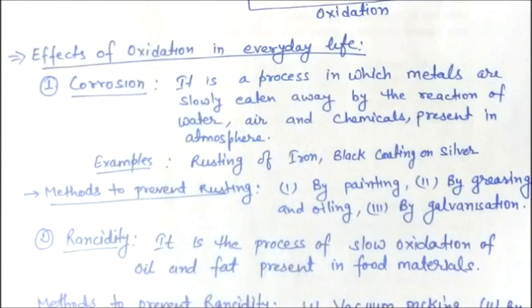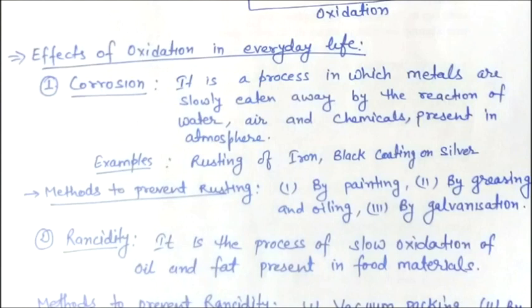Another example is the black coating on silver. There is another example: the green coating on copper. Corrosion is a wasteful process in most cases. Every year, tons of various metals get wasted in the country, so it is very important and quite necessary to prevent corrosion. There are various methods.